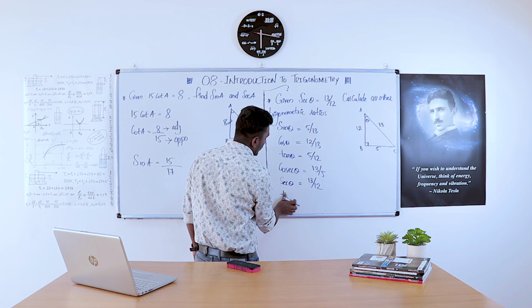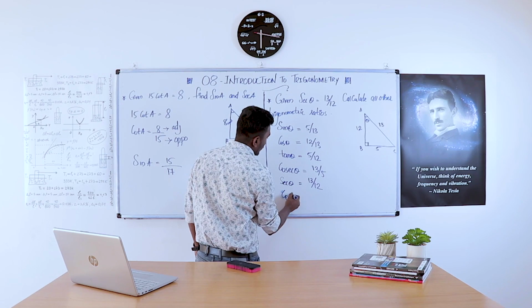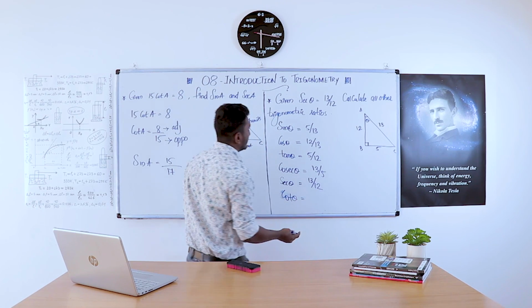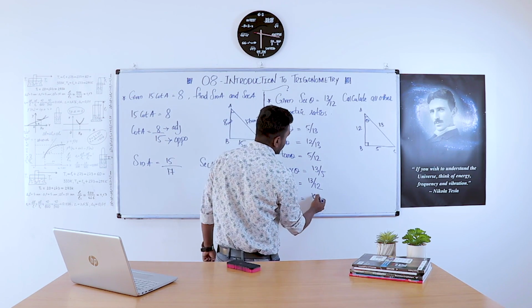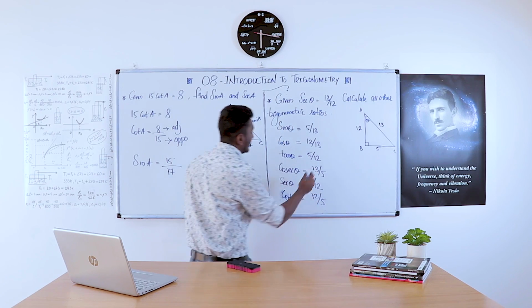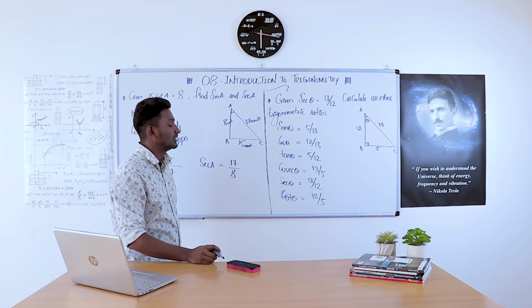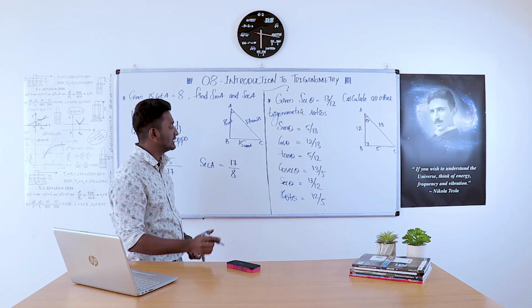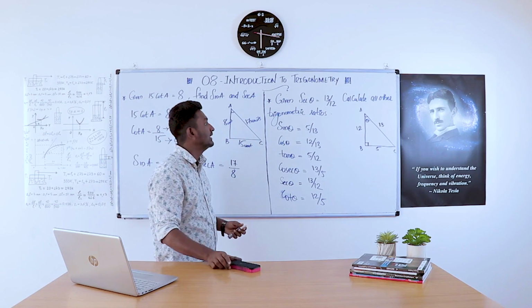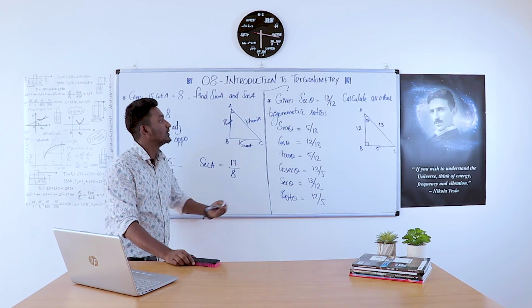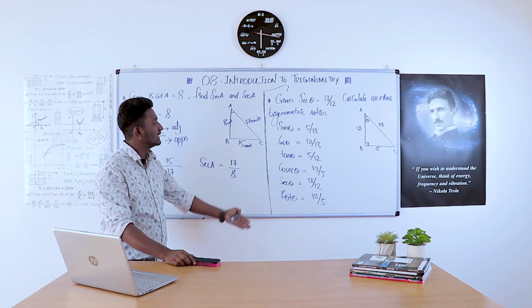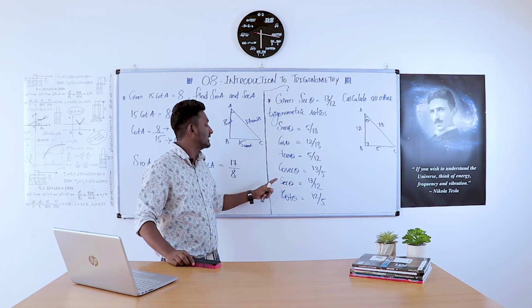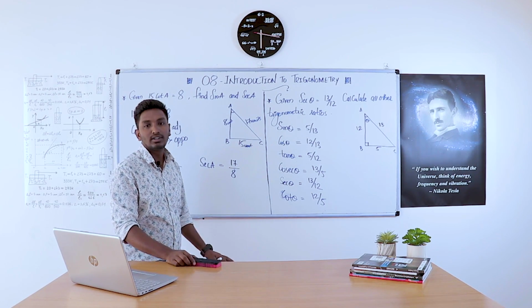Then cot theta. What is cot? Reciprocal of tan. 5 by 12 is tan, then cot is 12 by 5. Otherwise, adjacent side by opposite side. That is adjacent side 12, opposite side 5. So cot theta is 12 by 5. Thus, we calculated all the trigonometric ratios: sin, cos, tan, cosec, sec, cot.